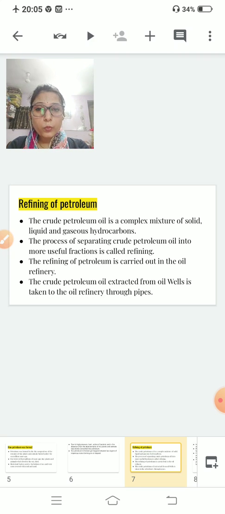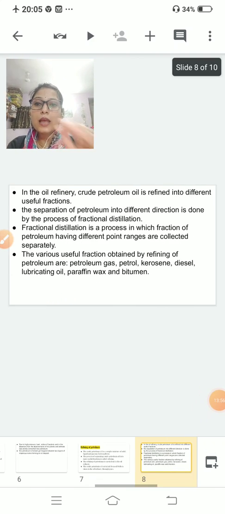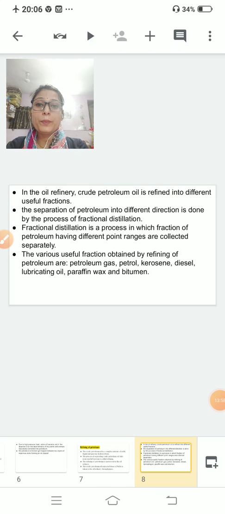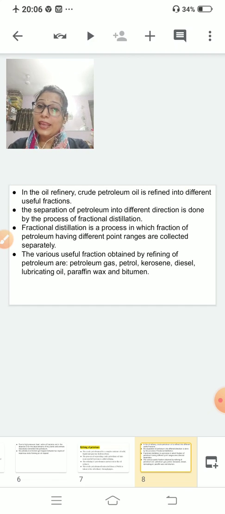Now, where does this occur? This occurs in an oil refinery, and the petroleum goes there through the pipes. In the oil refinery, crude petroleum oil is refined into useful fractions, different types of fractions. The separation of petroleum into different fractions is done by the process of fractional distillation, which you will learn in higher classes.